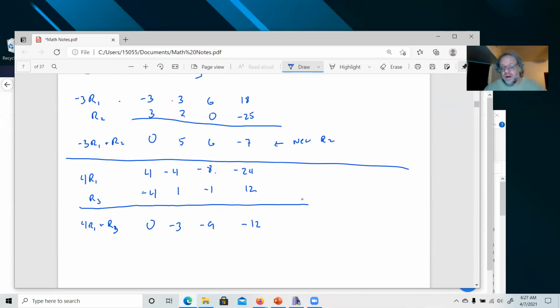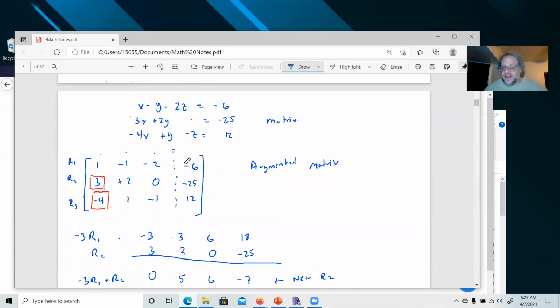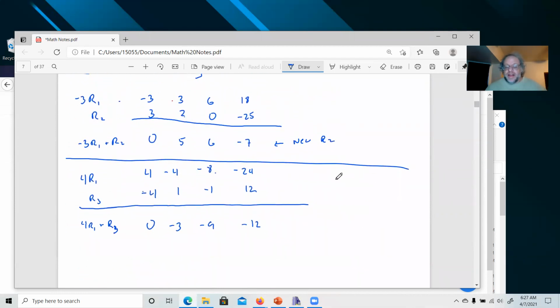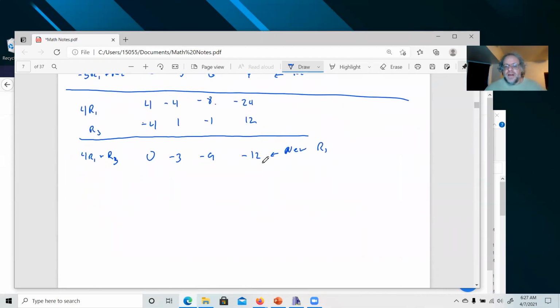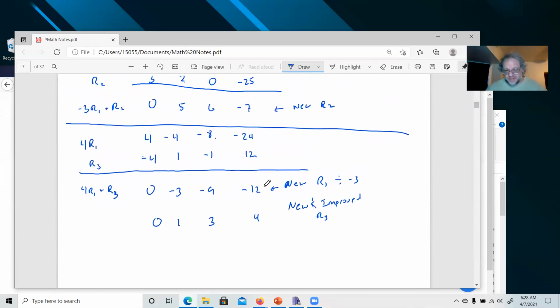Okay, I'm not touching row 1. I have the same row 1 that I started with. Okay, now this is going to be my new row 3, and you might say, "Hey, wait a minute. These are all divisible by -3. So my new and improved row 3." You don't have to do this step, but I like smaller numbers, so I'm going to divide by -3. So we get 0, 1, 3, and 4. Okay, just so I can keep track of everything and make it a little bit easier.